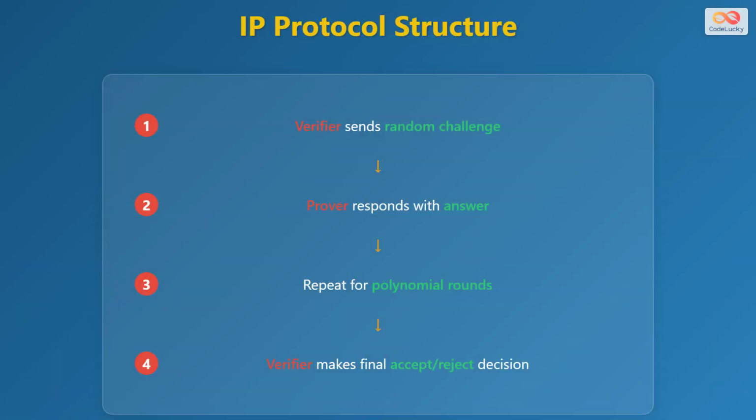The structure of an IP protocol involves several steps. First, the verifier sends a random challenge to the prover. Then the prover responds with an answer based on this challenge. These steps are repeated for a polynomial number of rounds. Finally, after these interactions, the verifier makes a final decision to either accept or reject the statement.